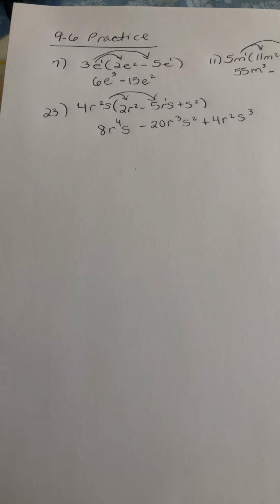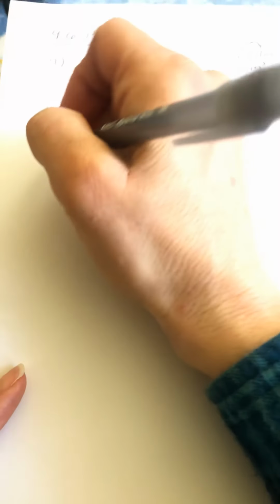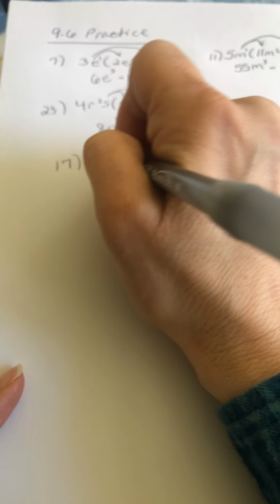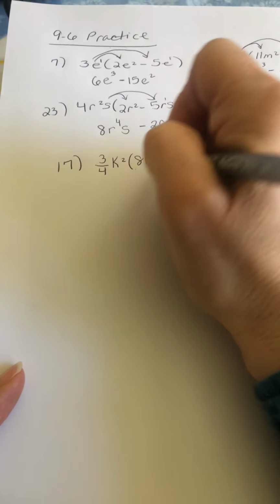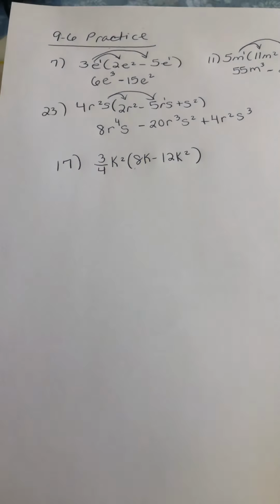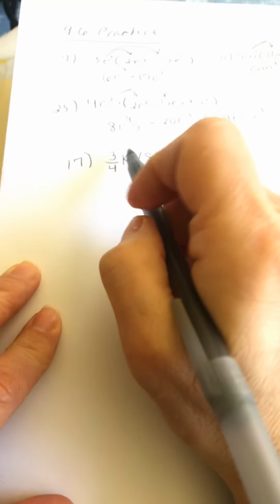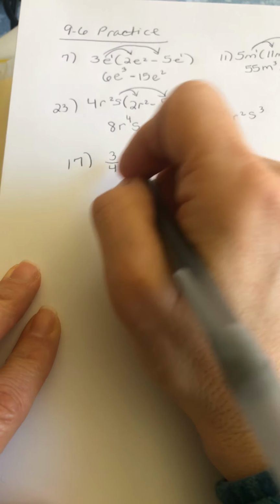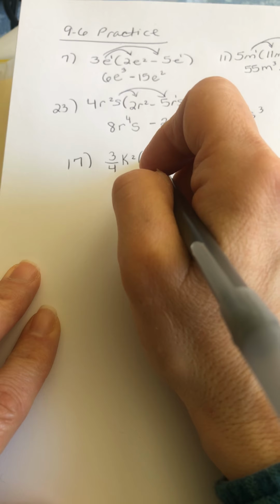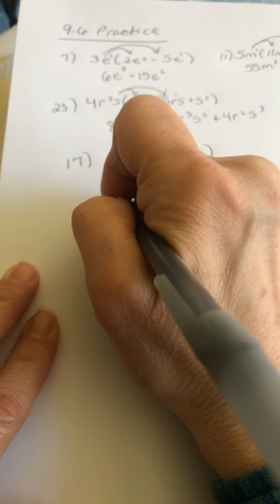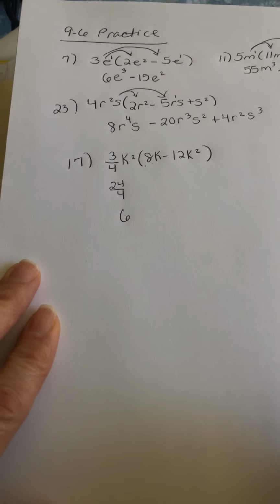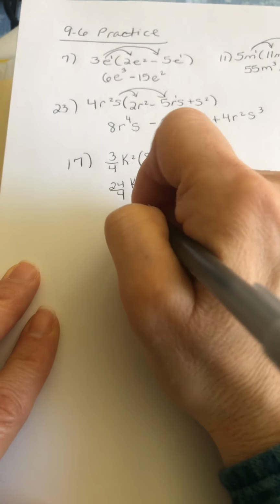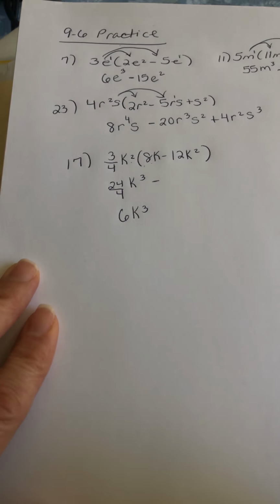I want to try one more that has a fraction here. So we'll try number 17. We have 3/4 k squared times 8k minus 12k squared. So I'm going to just multiply the 3/4 by the 8. So 3 times 8 is 24. And 24 divided by 4 is going to give me 6. And I have k squared times k, and that will give me k cubed. And then I have my minus sign.